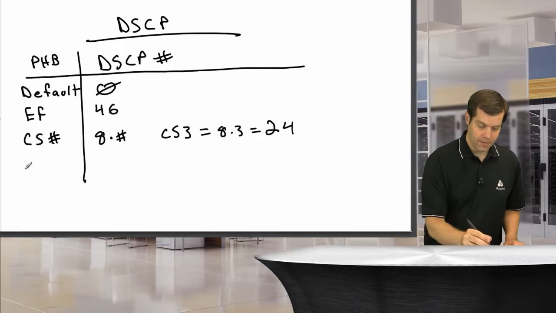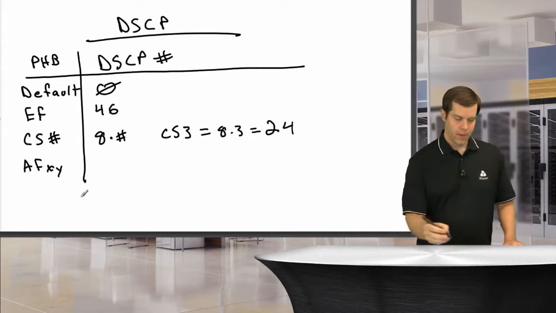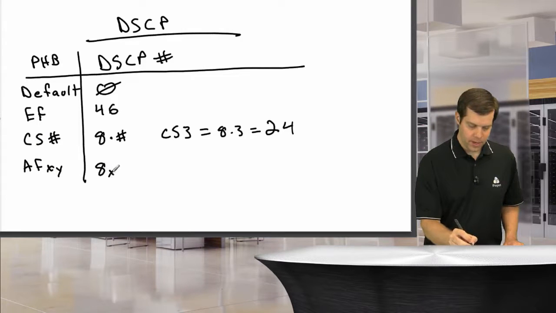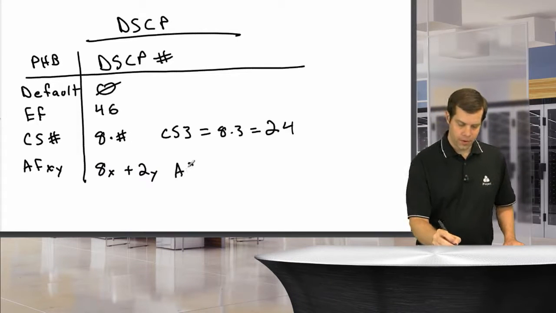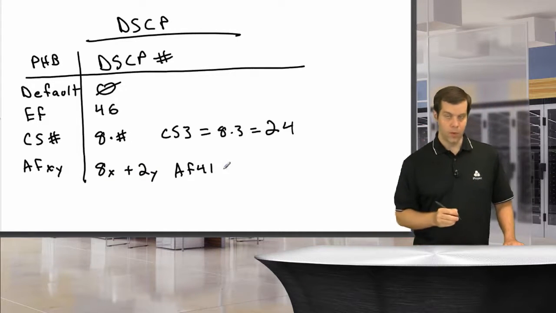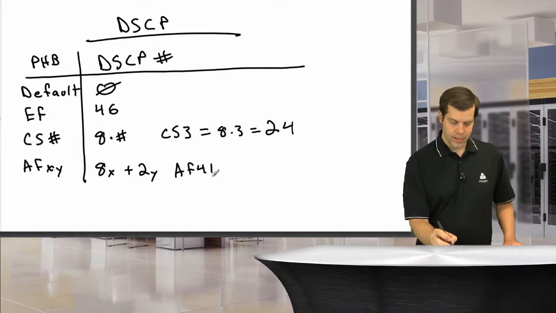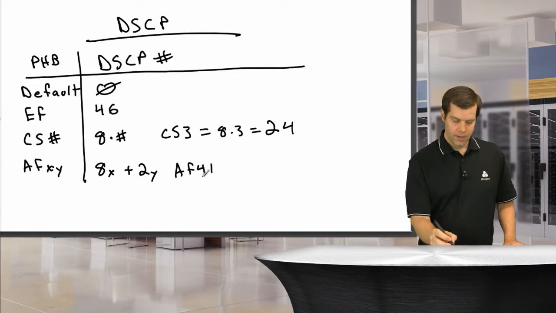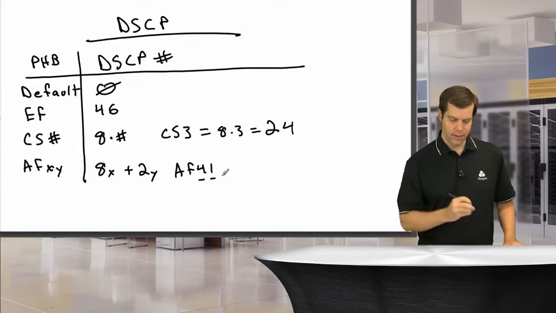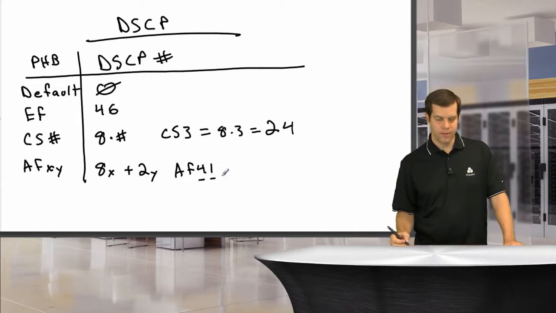And then we have an assured forwarding class. It's going to have 2 numbers after it. We'll call it XY. And the math there is just going to be 8x plus 2y. So if we have something like assured forwarding 41, the significance of these 2 numbers is that the first is the class and the second is the drop probability within the class.